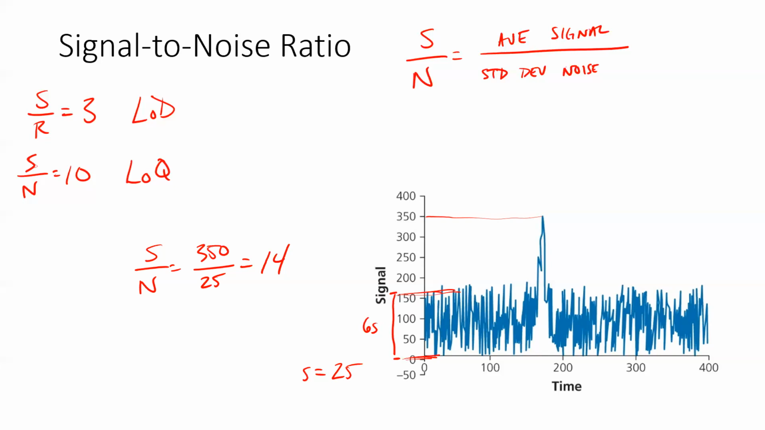Why did you use 350? So the average signal that we're interested in, what we're saying is that all this is noise, and that this is our signal. And so the average signal height is 350 here, and the rest of this is noise.